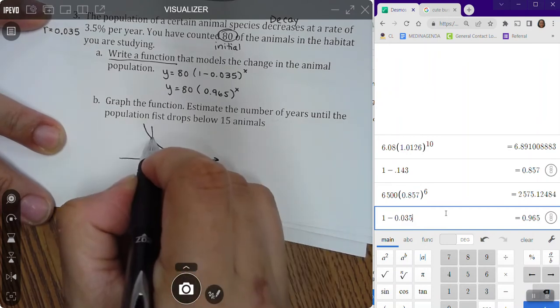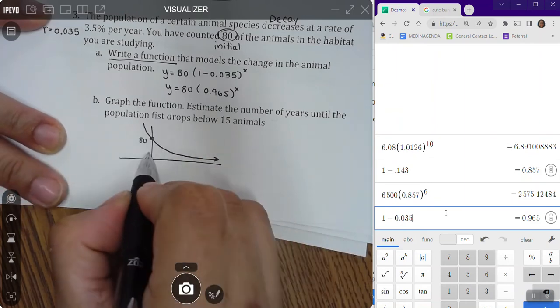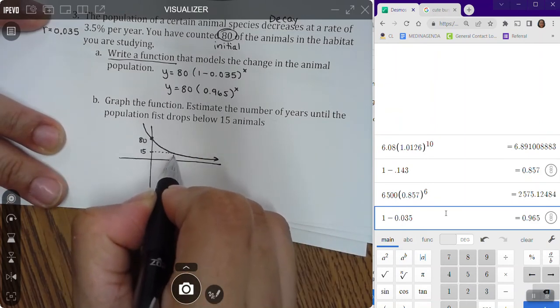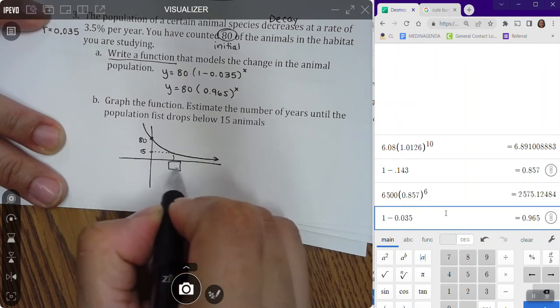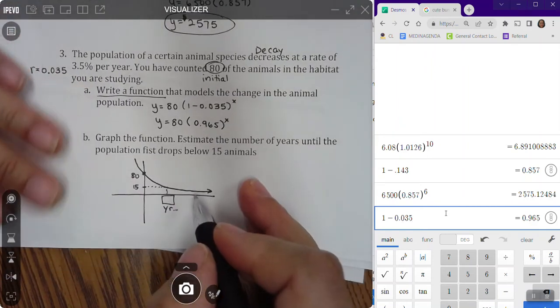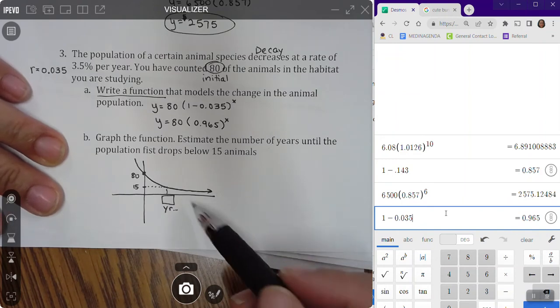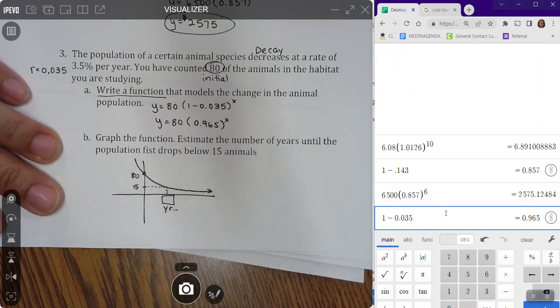All right, this right here will be 80. And you're looking for 15. To find it, you come down, and this right here will be the number of years that it'll take in order for the population to drop below 15 animals. Okie dokie.